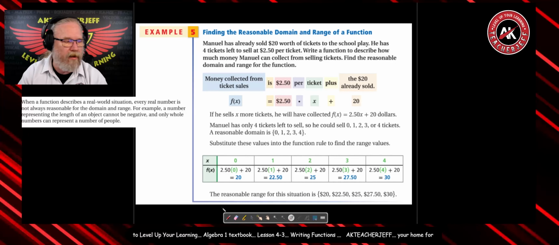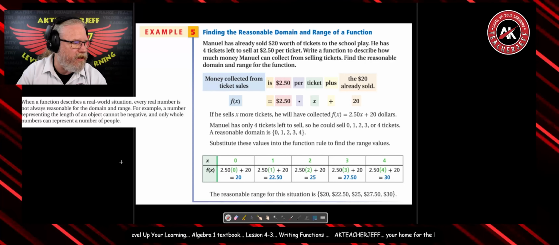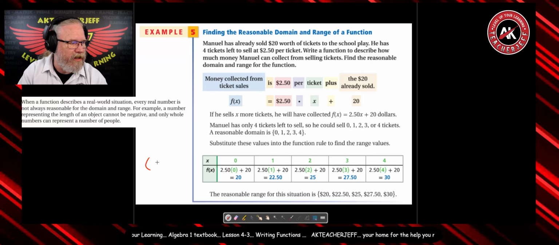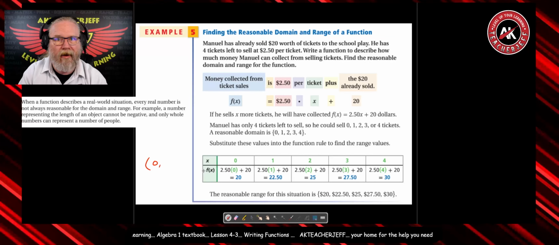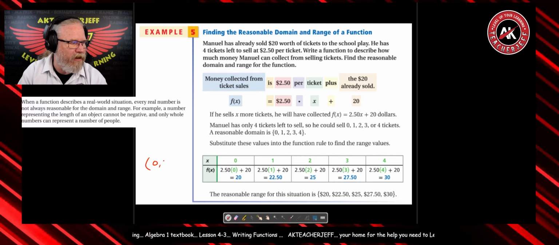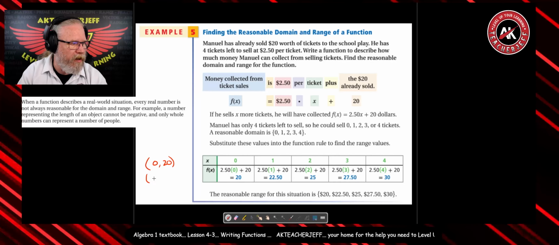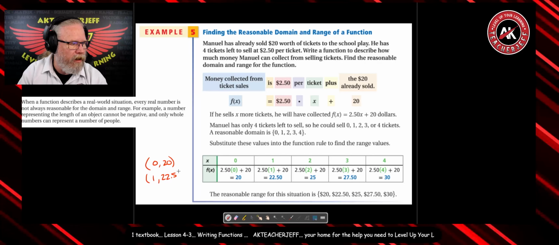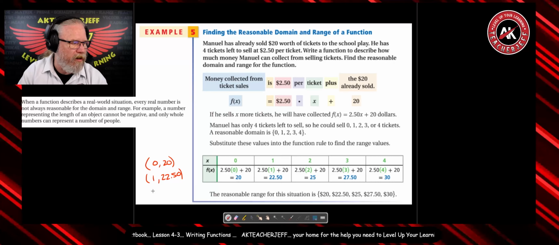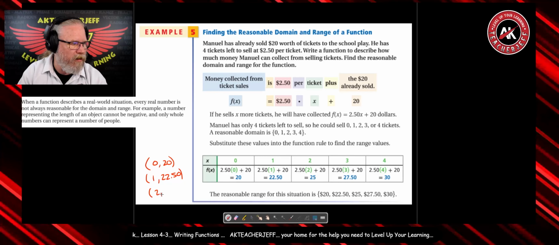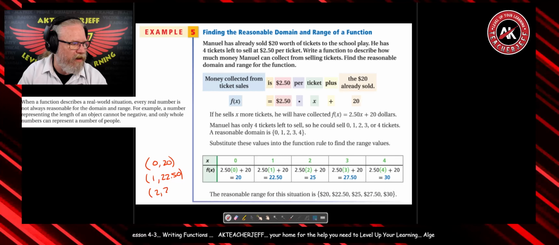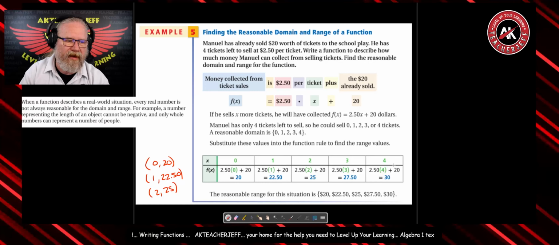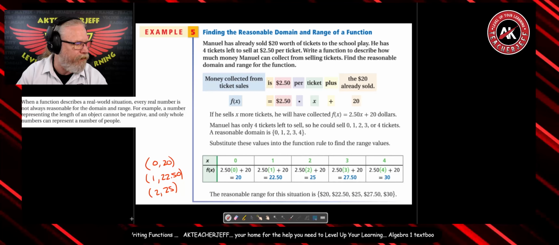Now we could write these as ordered pairs right here. I want to go ahead and point this out. We could write each one of these as ordered pairs. Whenever x is 0, what is the value of y or f of x? The f of x value is 20. Another one would be whenever x is 1, what do we get? We get 22.50. And I guess since it's money, I'll throw the 0 on there. Whenever x is 2, what is it? It's, what, $25, right? And so forth. 3, 27.50, and 4 would go with 30.